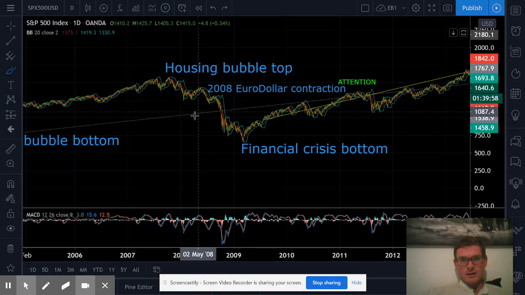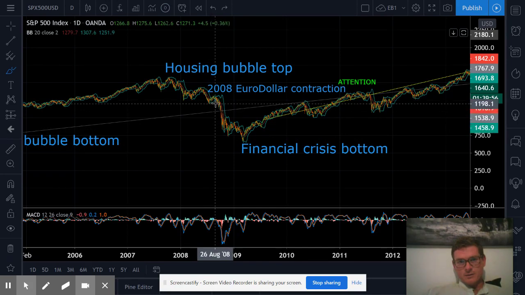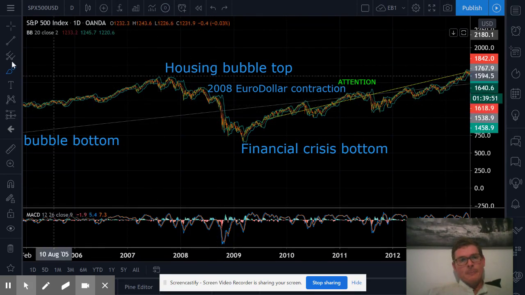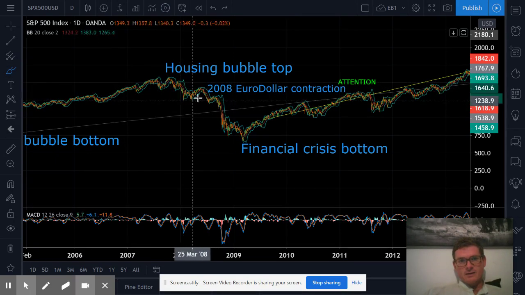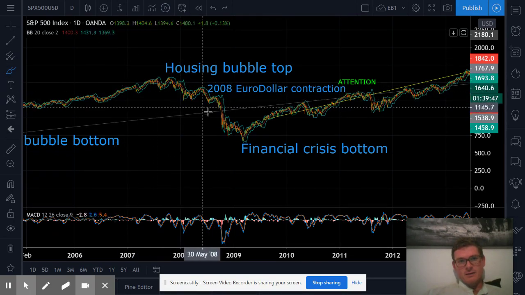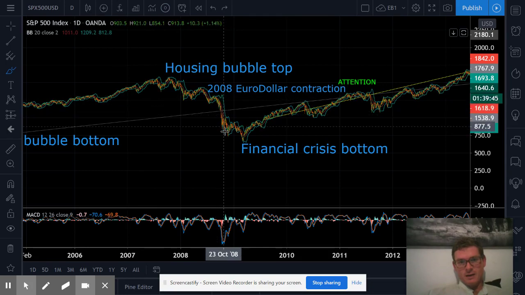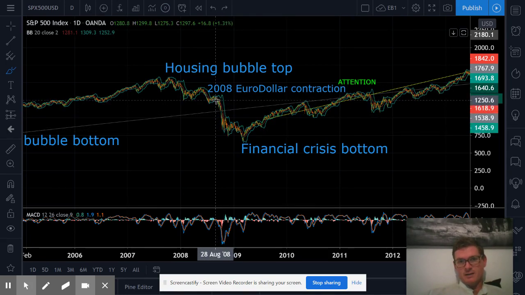I wanted to look at this chart and show, where was it? September, right here. So this is the housing bubble kind of coming down, and this waterfall right here towards the end of the housing bubble is the financial crisis crash.